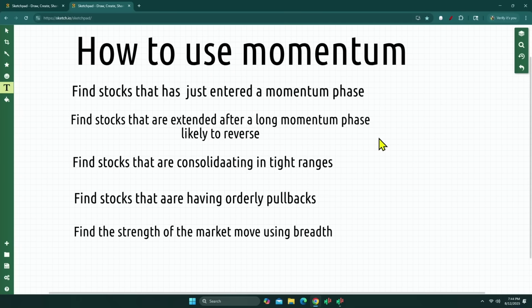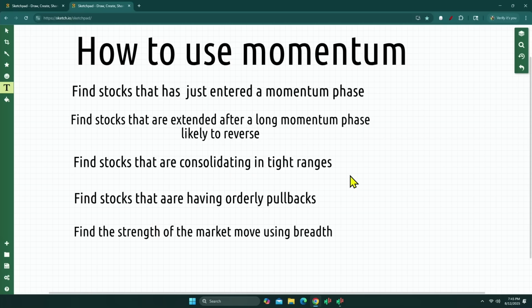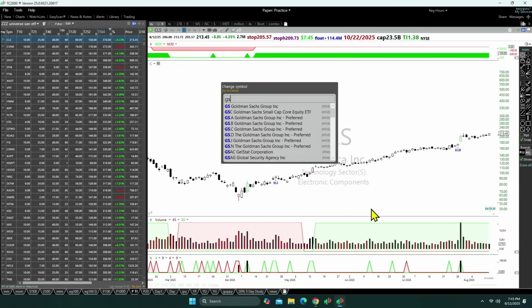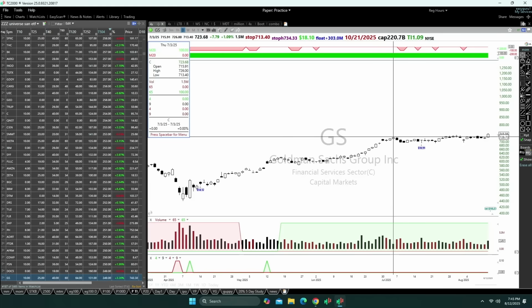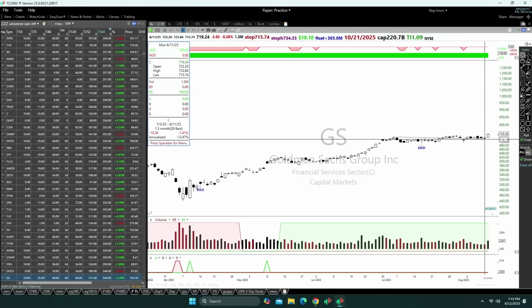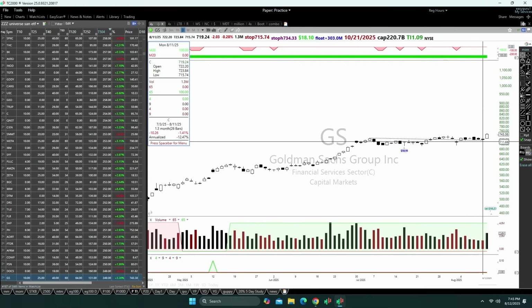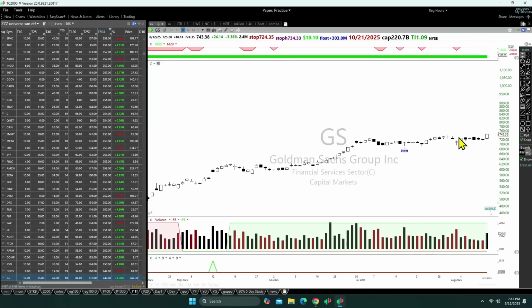Now the third way, which is one of the most profitable ways of using momentum, is finding stocks that are consolidating in a tight range, right? An example of that is this stock which had a breakout today. Goldman Sachs had a breakout today. It has been in the momentum phase and was consolidating in a very narrow range, within 5% of its last high, just going sideways, and today it has a breakout.